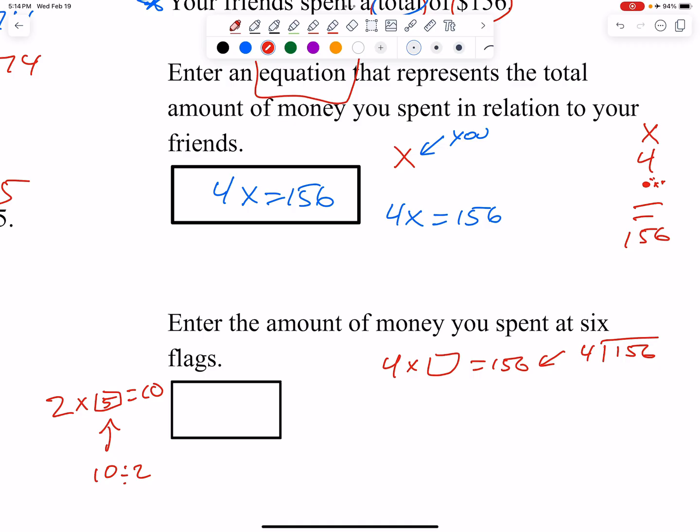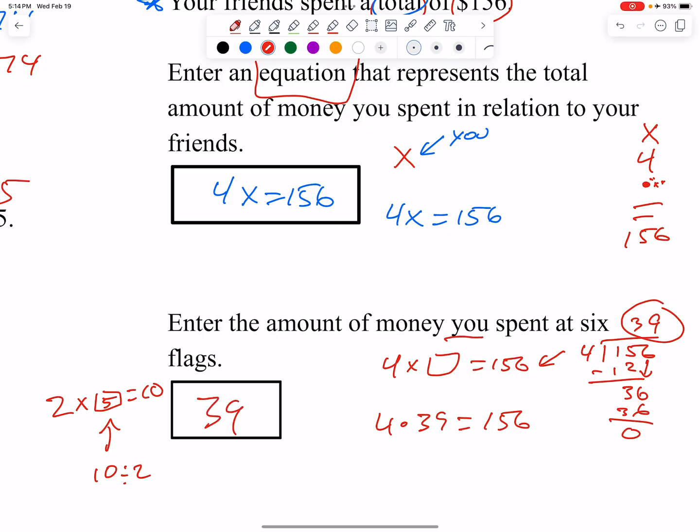So let's see. 4 goes into 15 3 times. That gives me 12. Subtract them and I get 3. Bring down the 6, and that's 36, and that's 0. So 4 times 39 equals 156. So here's the kicker. How much money did you spend? You spent $39.